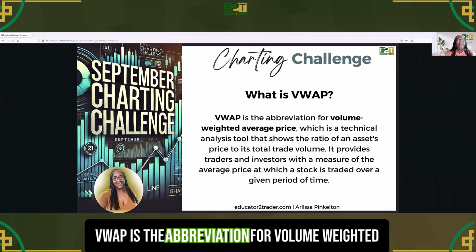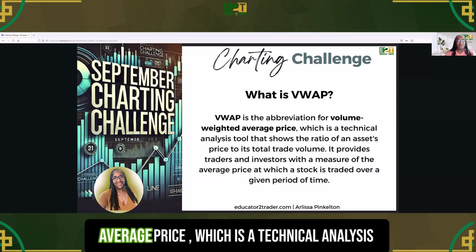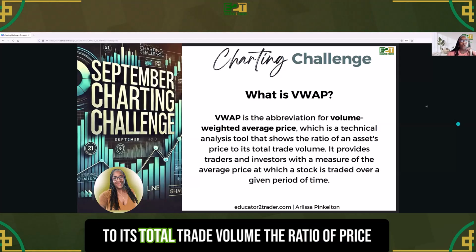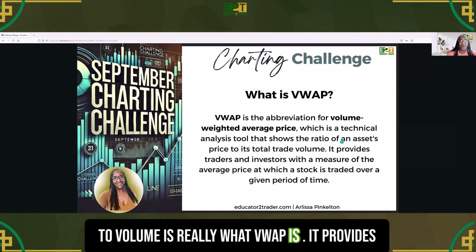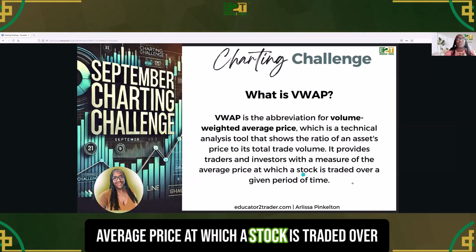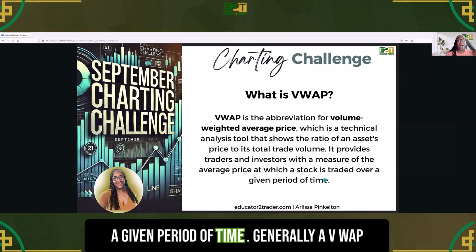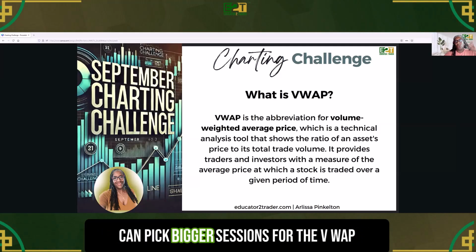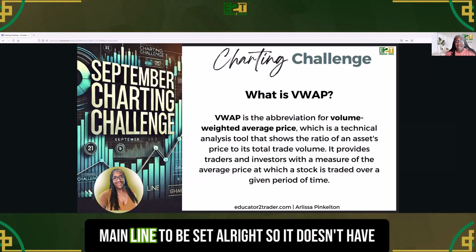VWAP is the abbreviation for volume weighted average price, which is a technical analysis tool that shows the ratio of an asset's price to its total trade volume. The ratio of price to volume is really what VWAP is. It provides traders and investors with a measure of the average price at which a stock is traded over a given period of time. Generally, a VWAP session is going to be the daily session, but you can pick bigger sessions for the VWAP main line to be set.